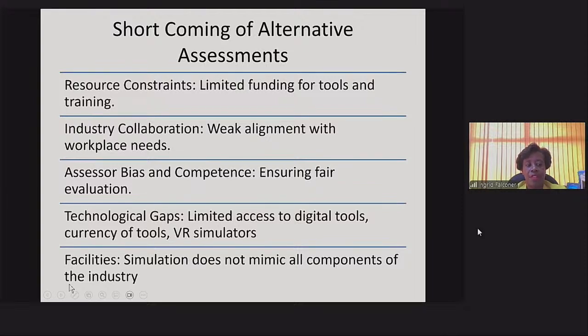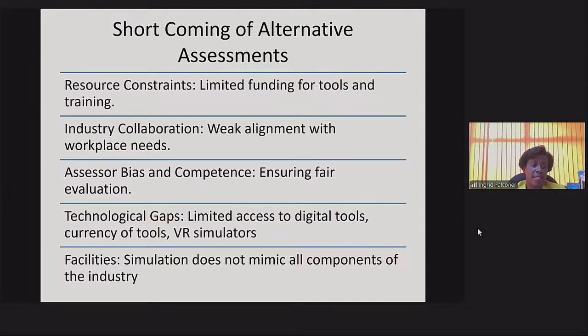Of course, with everything there are shortcomings, and alternative assessment is no different. There are resource constraints: limited funding for tools and equipment, but also for up-to-date tools, the currency of these tools, and industry collaboration. There is weak alignment with workplace needs, and far more learners are in training, which presents a challenge for the industry to assist.